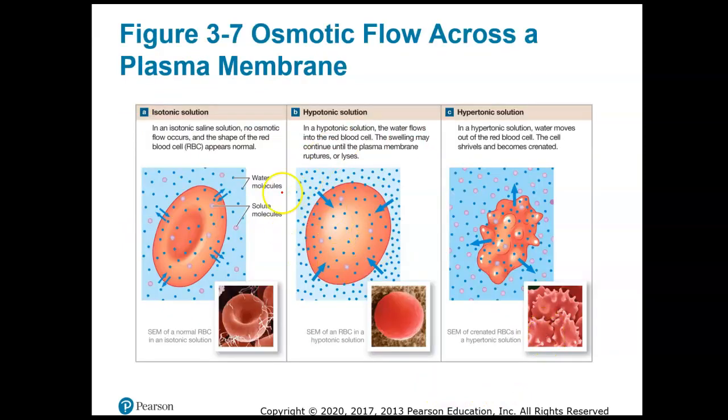And here's a picture of what happens to a red blood cell placed in an isotonic solution. Nothing, it stays the same size. Placed in a hypotonic solution, it takes on water and it swells up and bursts. And if the red blood cell is placed into a hypertonic solution, it loses water and shrinks. Remember that the situation in picture B is called hemolysis, and the situation in picture C is called crenation.